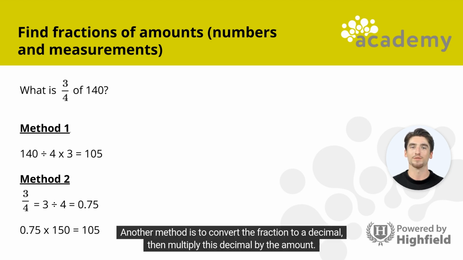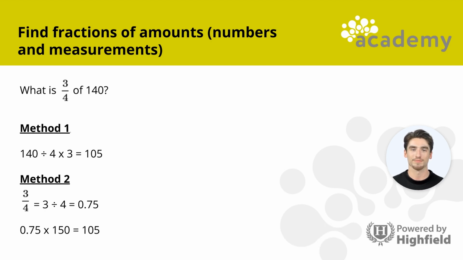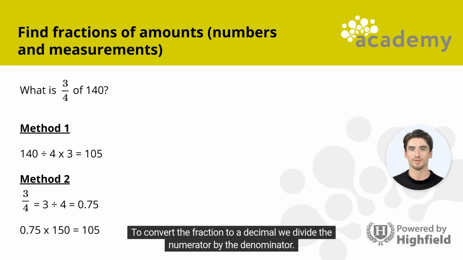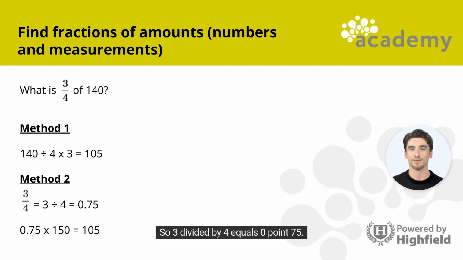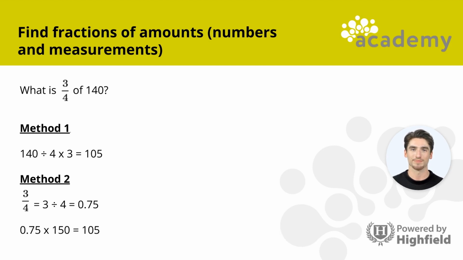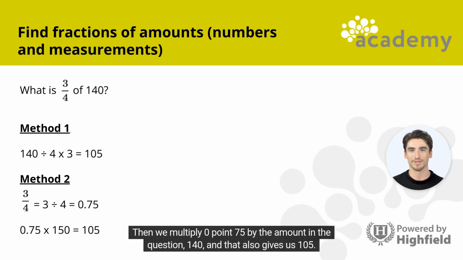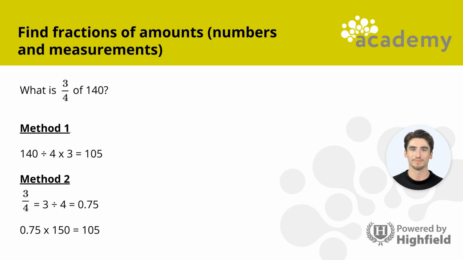Another method is to convert the fraction to a decimal, then multiply this decimal by the amount. To convert the fraction to a decimal, we divide the numerator by the denominator. So 3 divided by 4 equals 0.75. Then we multiply 0.75 by the amount in the question, 140, and that also gives us 105.